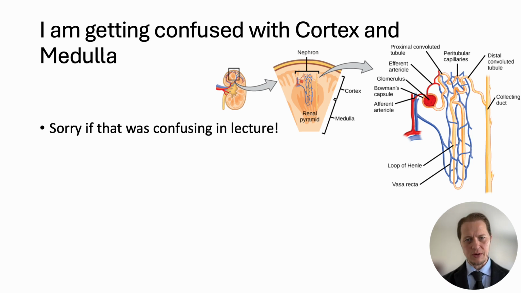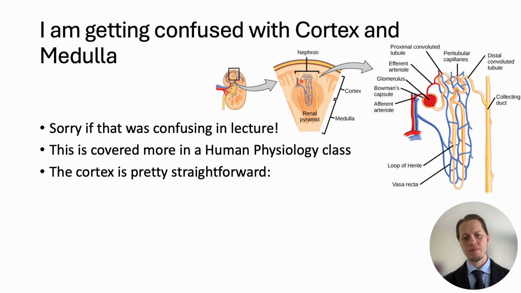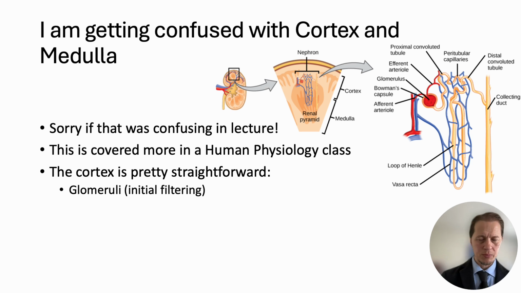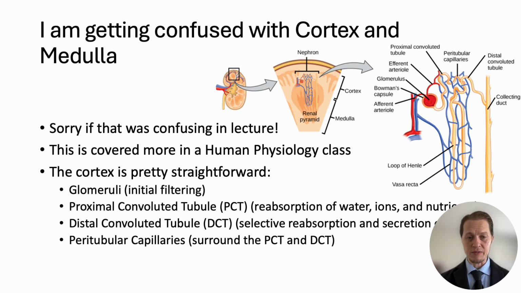Some students also reach out and say, hey, Professor, I'm getting a little confused between cortex and medulla. What's in what? I went through things pretty quickly in lecture, and sorry if that was a little confusing. We don't really emphasize too much of that, since a lot of this is delving more into the world of physiology, but let's clear that up a little bit. So, cortex, pretty straightforward here. We have the glomerulus, and then the proximal convoluted tubule, or the PCT, then the distal convoluted tubule, and then finally the peritubular capillaries, which are surrounding the PCT and the DCT.